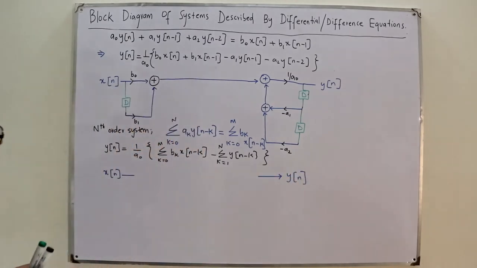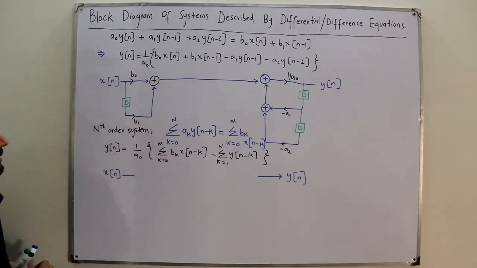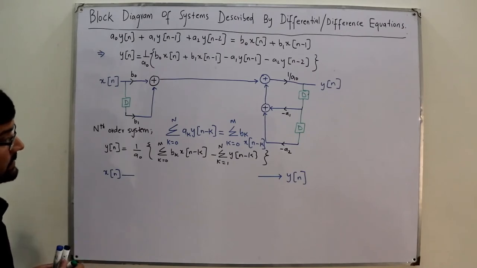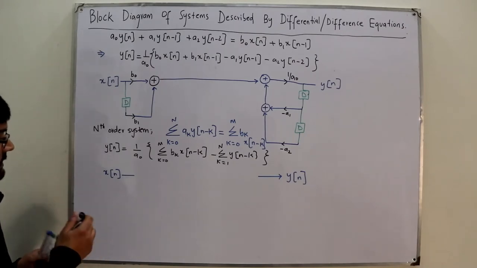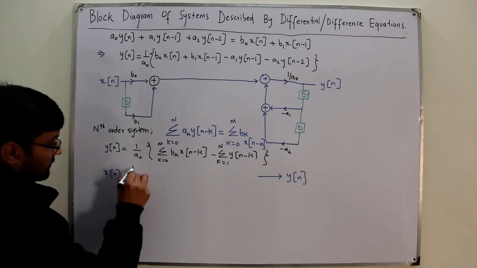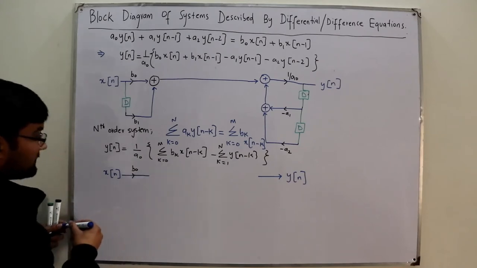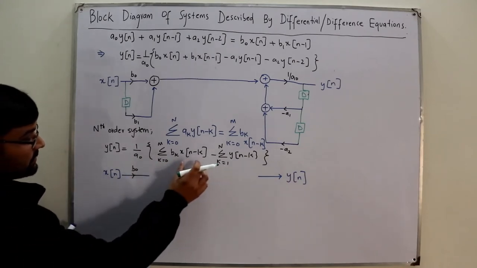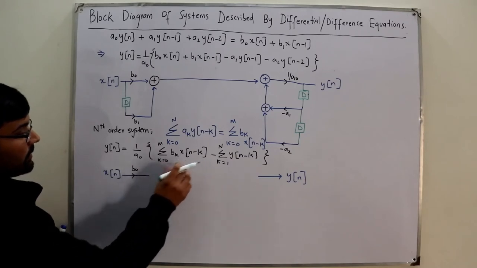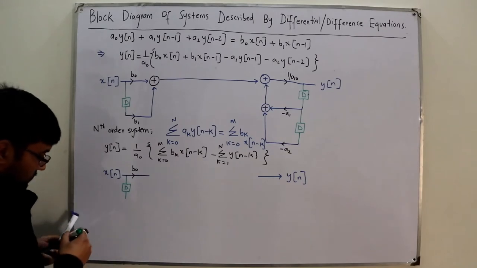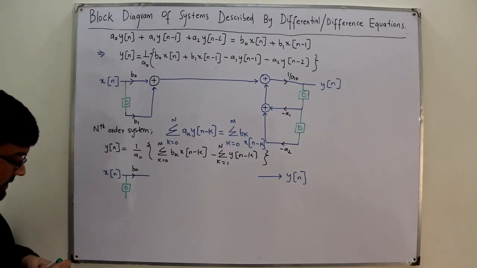What do you have first? Bk is multiplied, right? So this would be going on from b naught, which is first multiplied to x of n. So b naught is multiplied to x of n, right? Then you have what? This is delayed by 1 unit. So when this was for n is equal to 0, when n is equal to 1, you have an x of n minus 1. So this is now your x of n minus 1.